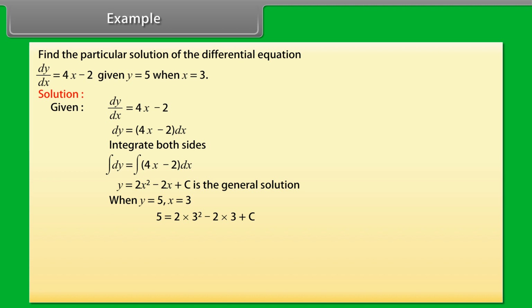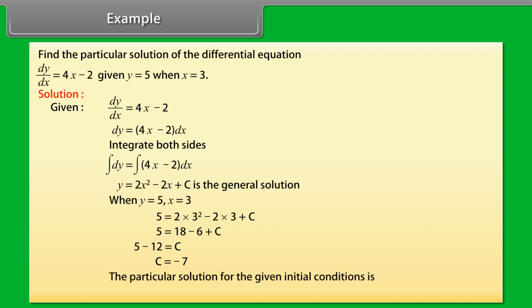5 equals 2 into 3 square minus 2 into 3 plus c. By calculating we get c equals minus 7. The particular solution for the given initial conditions is y equals 2x square minus 2x minus 7.